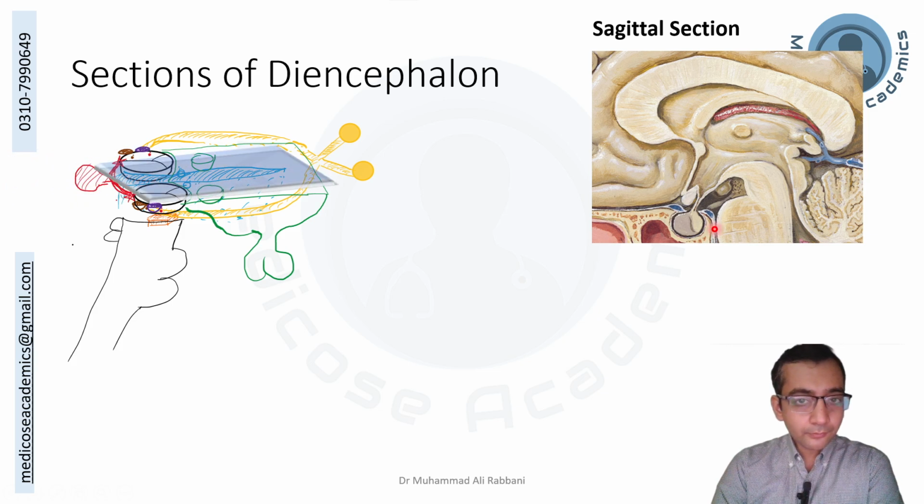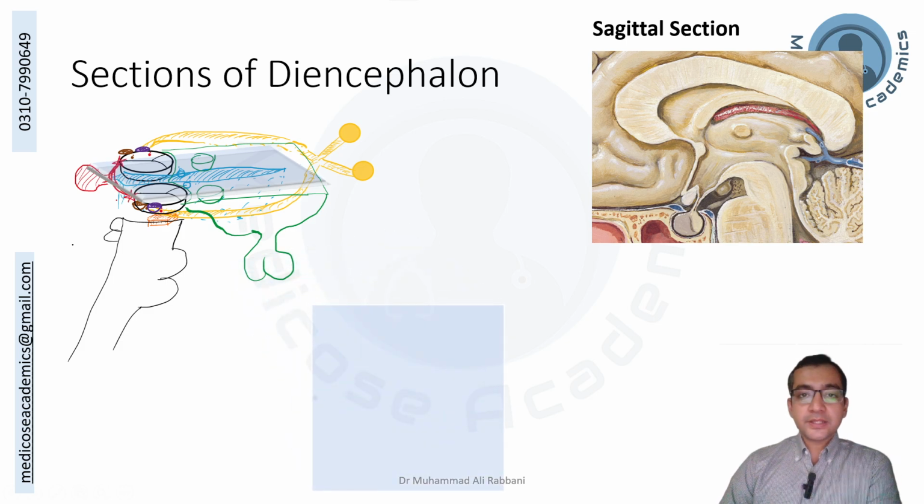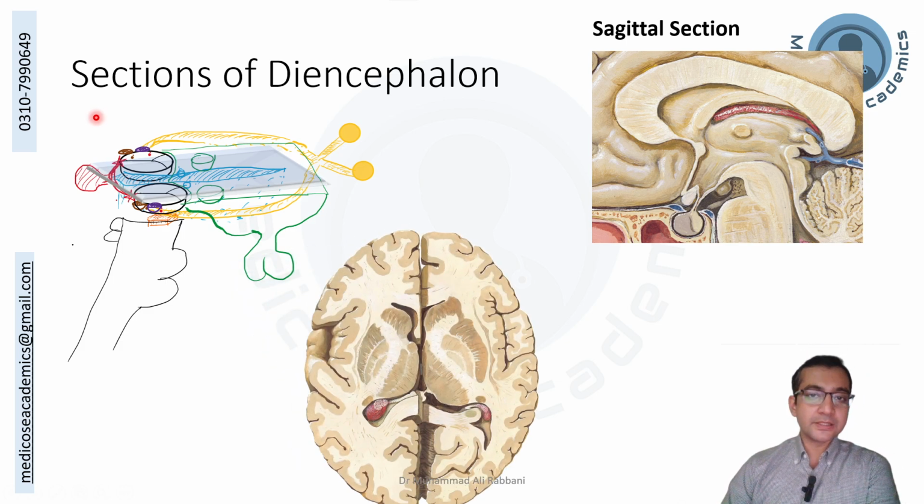Moving on, let's see the horizontal section. How will it show? This is again a picture from Netter's Atlas. If you cut a horizontal section at the level of the foramen of Monro, you will see in the midline there is a cavity. This cavity is the third ventricle. You will see this cavity right here.